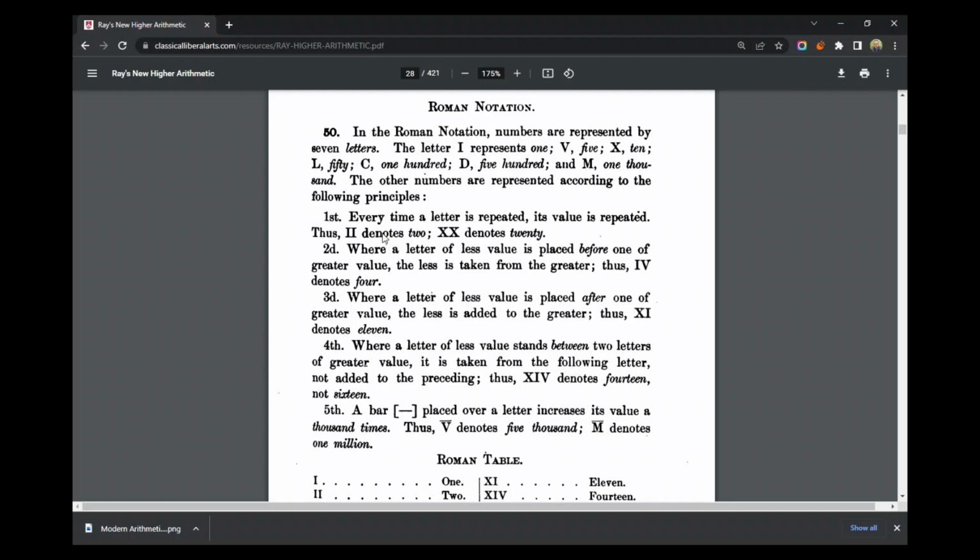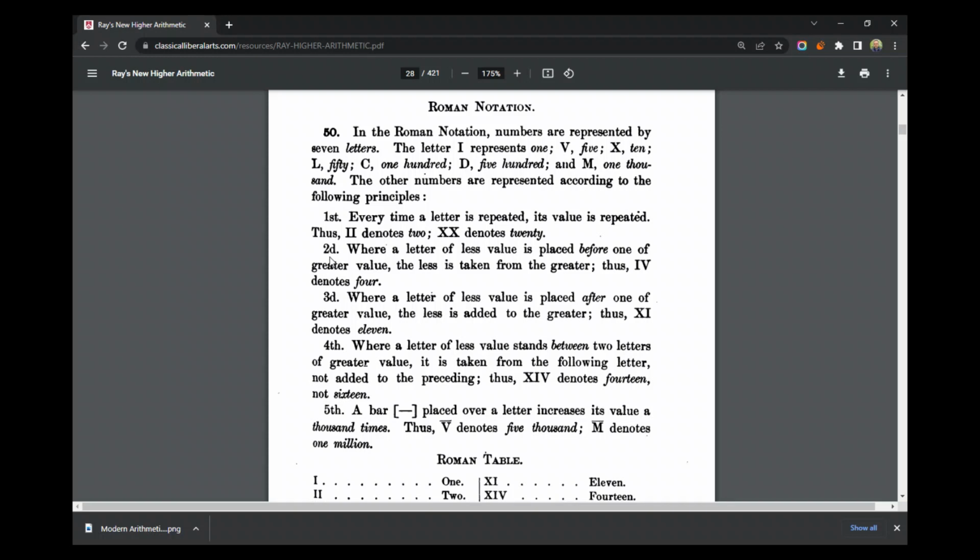First principle, every time a letter is repeated, its value is repeated. Thus, 2 I's denotes the value 2, or 2 times 1. 2 X's denotes 20. So there's no place value in Roman notation. When numbers are written side by side, their value is repeated. We're not increasing the value tenfold when we move to the left as we do in Arabic notation. The simple value of that letter is repeated. That's the first principle of Roman notation.